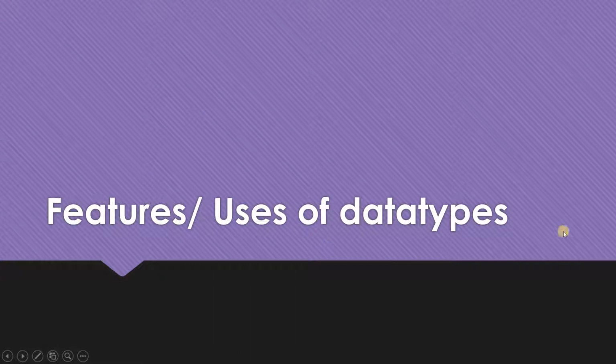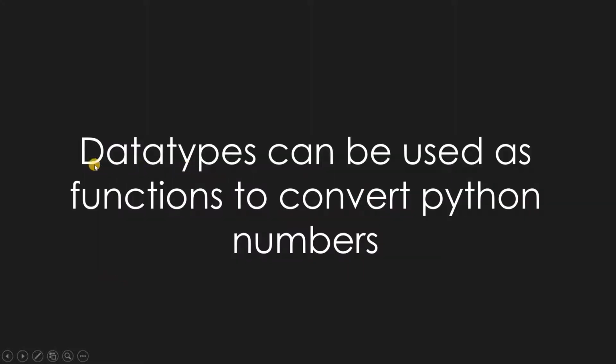Now we're going to see the features or uses of data types. I don't know what to call it, features or uses, so I just wrote features or uses. Basically, we're just going to discuss what we can do with data types. So first of all, data types can be used as functions to convert Python numbers.